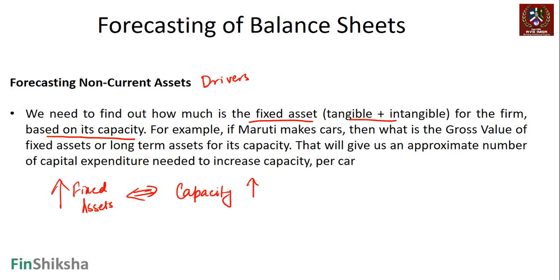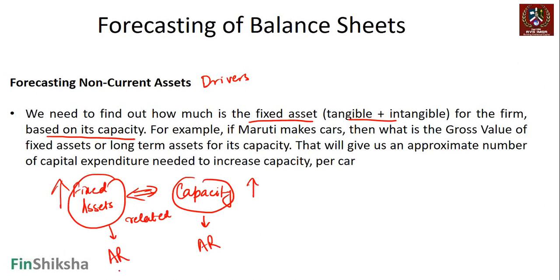You will not have a scenario where capacity can go up without fixed assets going up. So in some form or fashion, these two need to get related. Now, where do we get the capacity data? This is available in the annual report. Where do we get the fixed asset data? This is again available in the annual report. If we look at the annual report, this data would be available.